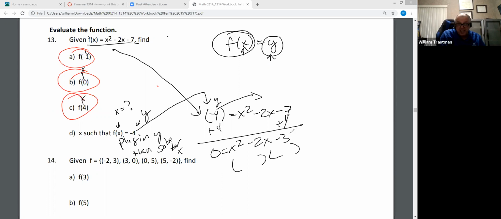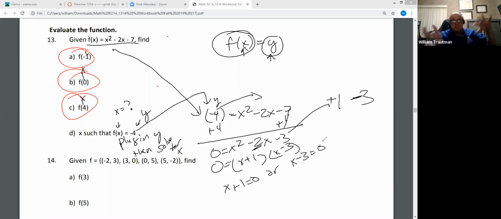There's only one factor pair, 1 and 3. How do I get a negative 2? A negative 3 and a plus 1. X plus 1, x minus 3. Then you set it equal to 0. X plus 1 equals 0, or x minus 3 equals 0.